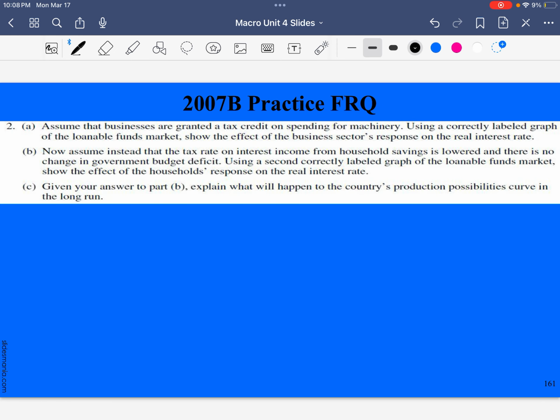There's one more. This is an older one, but this is a short FRQ, so you'd be given about 15 minutes for this one. Pause the screen and read through it real quick, and then we'll talk about how you could answer this. All right, so Part A, assume that businesses are granted a tax credit on spending for machinery. Oh, so businesses are incentivized to spend on machinery, but they might not be able to afford that machinery. So what are they going to do? They're going to take out a loan. Demand for loanable funds is going to go up.